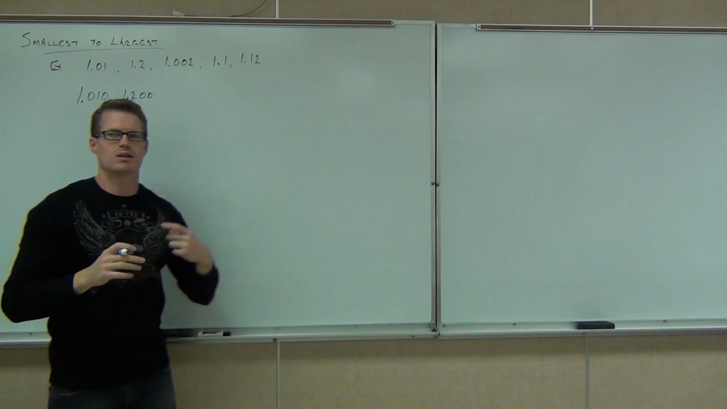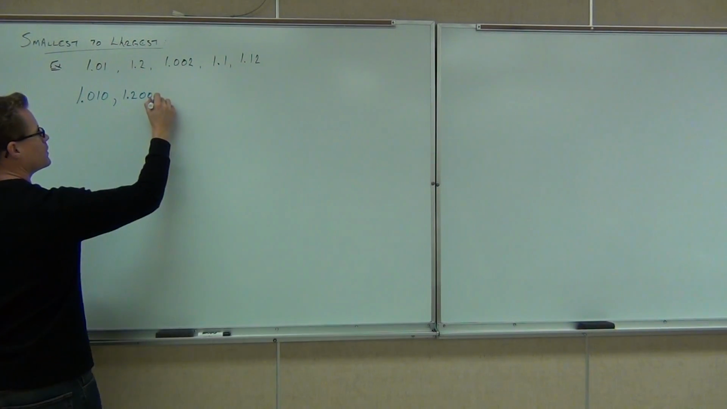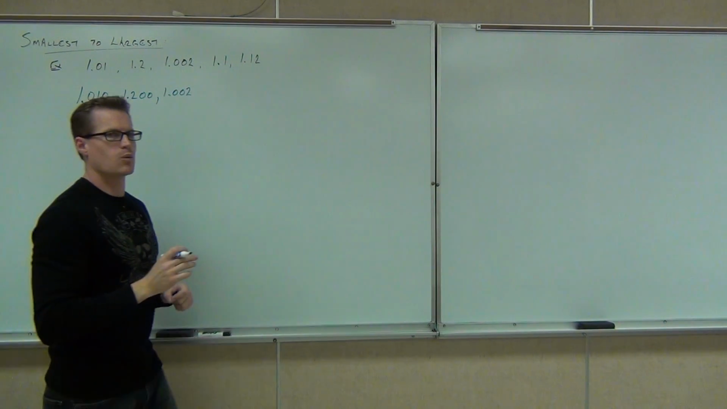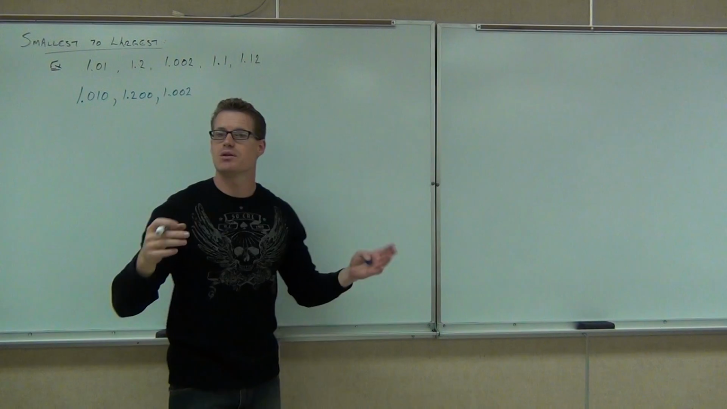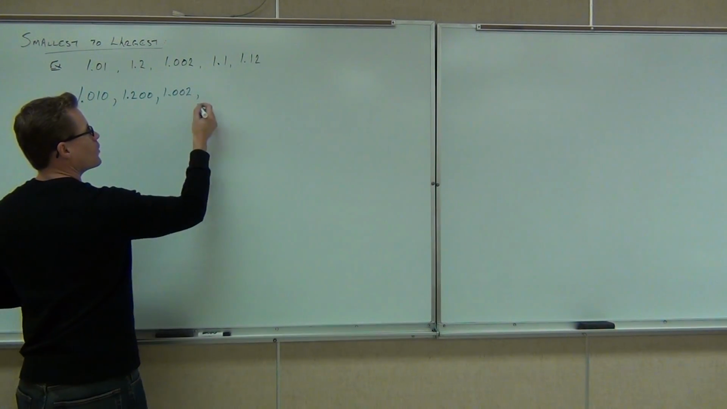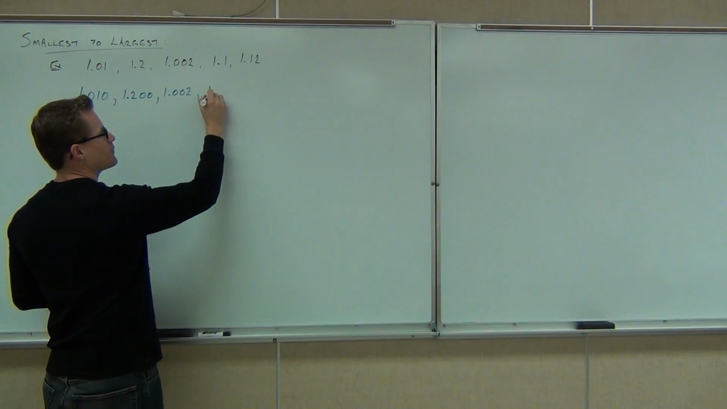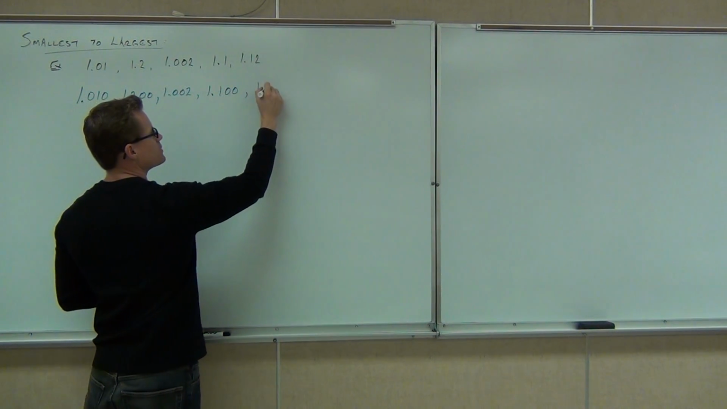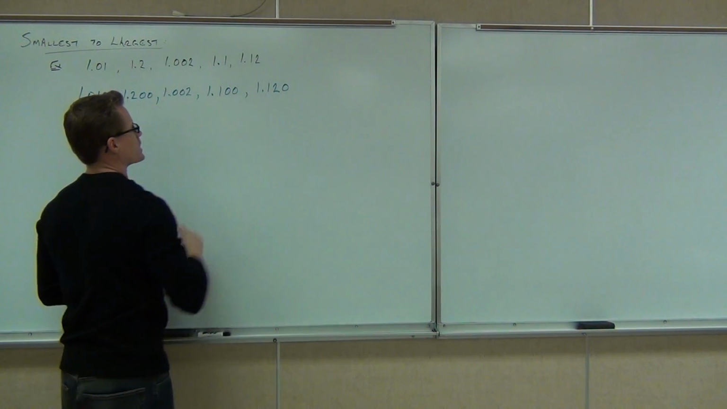Again, I'm trying to match up the length of all these numbers. 1.002, that's already the length that I want. I want the 3 decimal places. I don't need to add anything onto that number. 1.1, how many zeros do I need to add there? 2. Okay. And then the 1.12, that's only missing 1 zero at the very end.